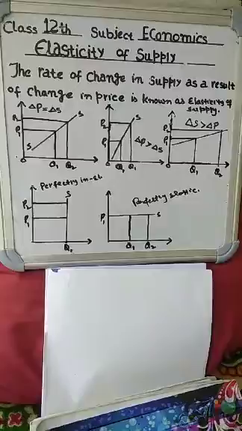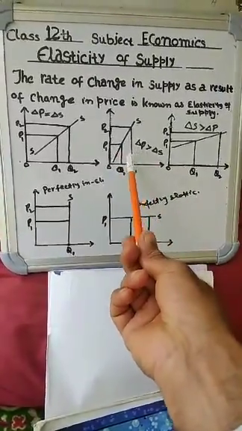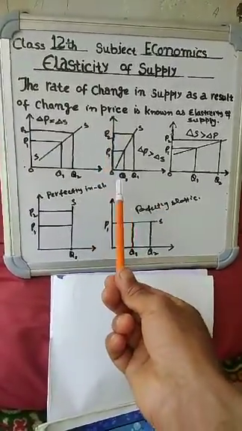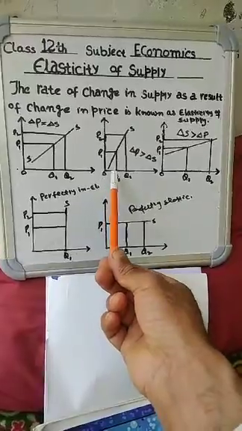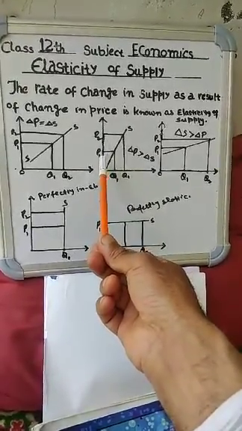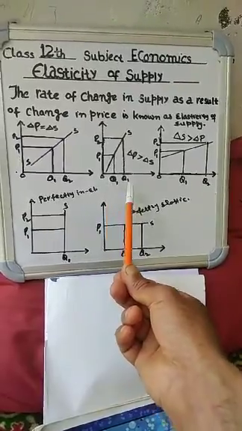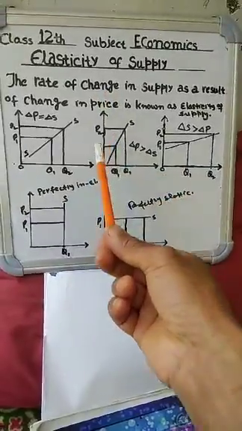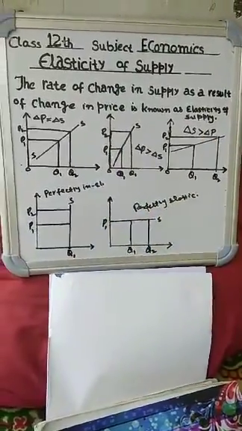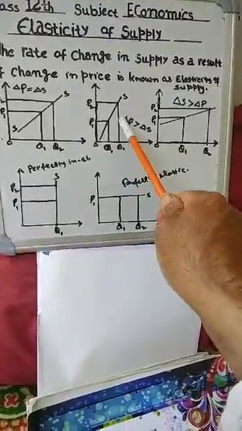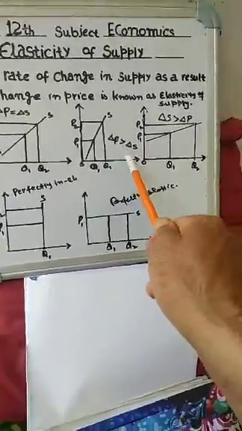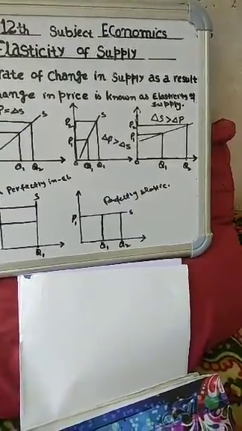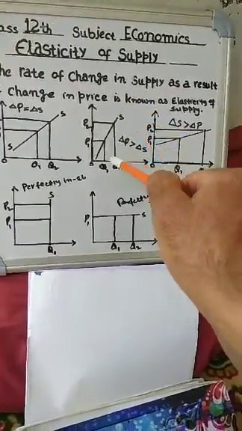Now dear students, if you see the second case here, when price changes from OP1 to OP2, supply also changes from OQ to OQ1. However, the gap between P1 and P2 is greater than Q1 and Q2. Therefore, a large change in price leads to less change in supply. So we can say that the change in price, that is del P, is greater than del S, that is the change in supply. So this is an example of less elastic supply.